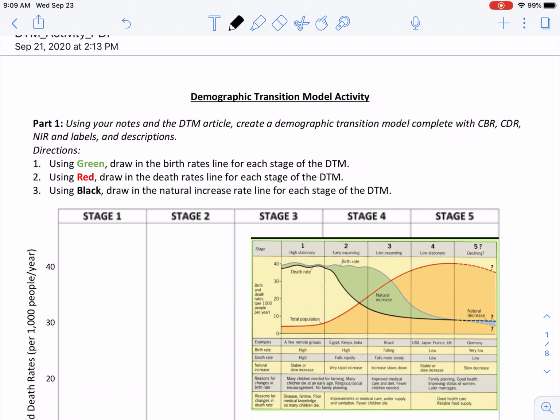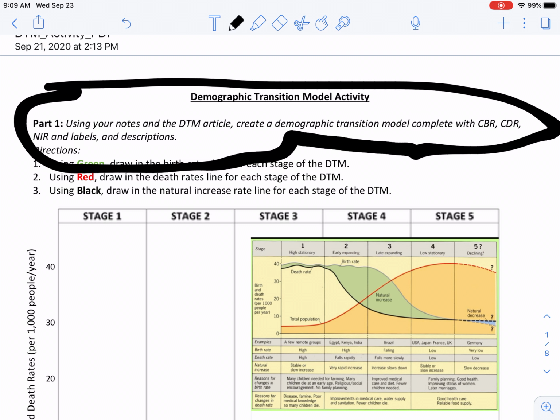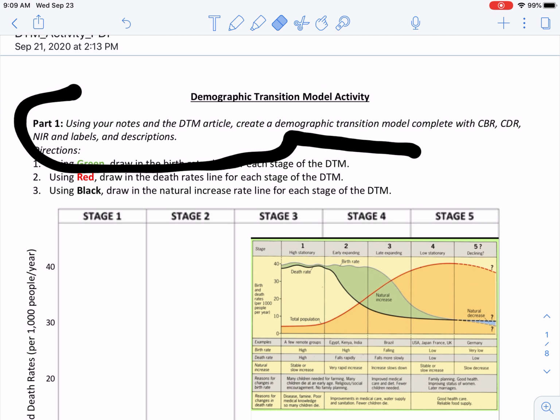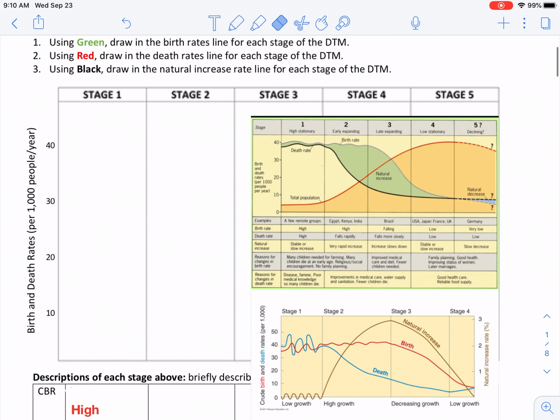It says in the directions in part 1, use your notes and DTM article, which is attached to the PDF of this activity, and use the graphic helper. So we're going to use those items here. In part 1, we're going to be asked to draw the birth rate, the death rate, and the natural increase rate lines for the demographic transition model for all 5 stages.